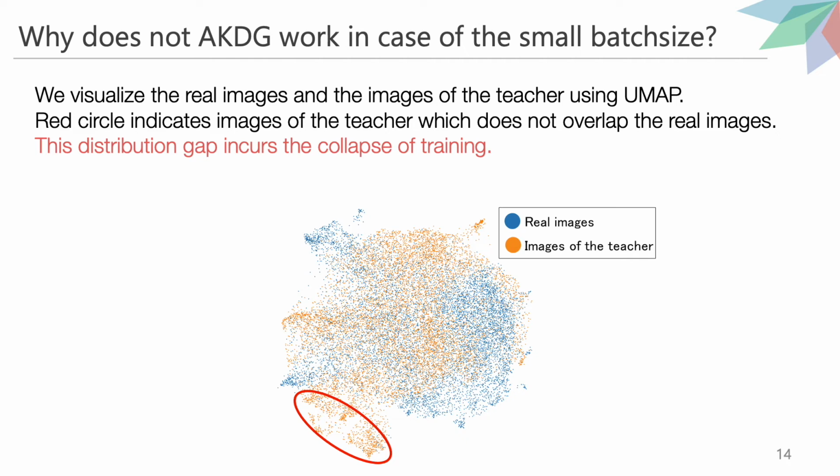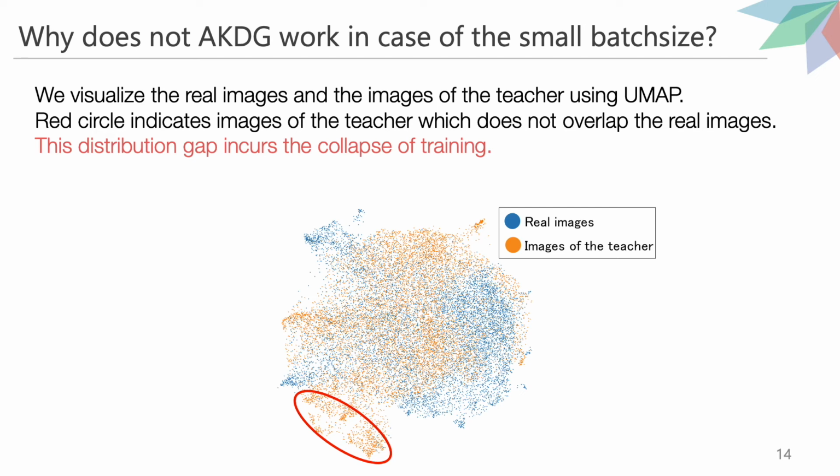We visualize the position of the images generated by the teacher and real images. We use UMAP, which is one of the visualization methods such as t-SNE, after the real images and images of the teacher are encoded by Inception V3. In the figure, the red circle indicates images of the teacher which do not overlap the real images. We sample the teacher images which have a large gap from the real images when the batch size is small.